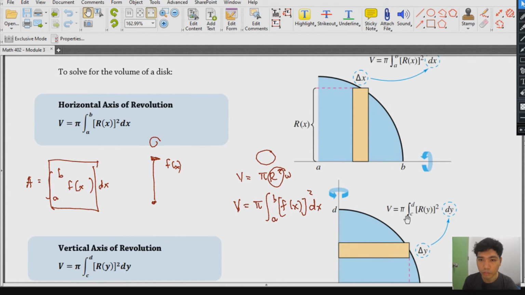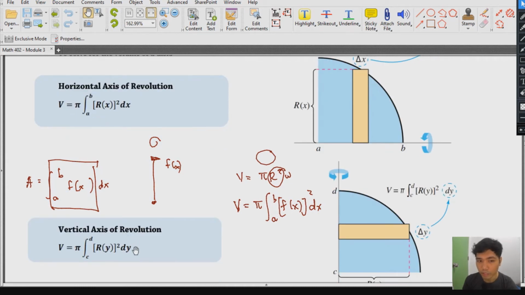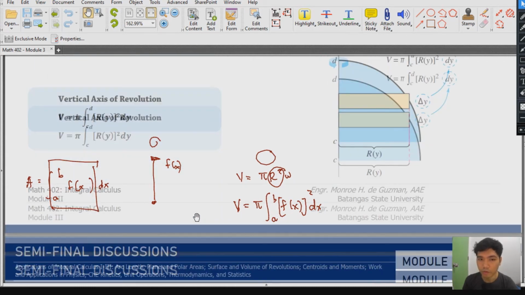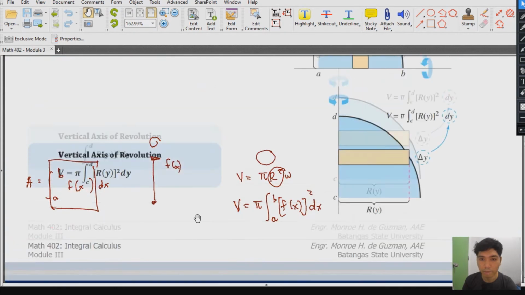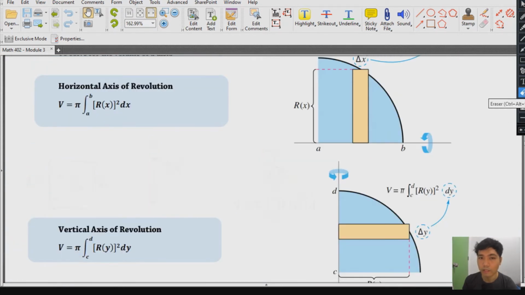So, ito yun. Okay, and then it could be dy depende sa inyong axis of revolution. So, yun yung sinasabi ko na kanina na nangyayari. Now, itong disk method, it could be extended in a way na magiging washer siya. Ano bang ibig sabihin ko doon?